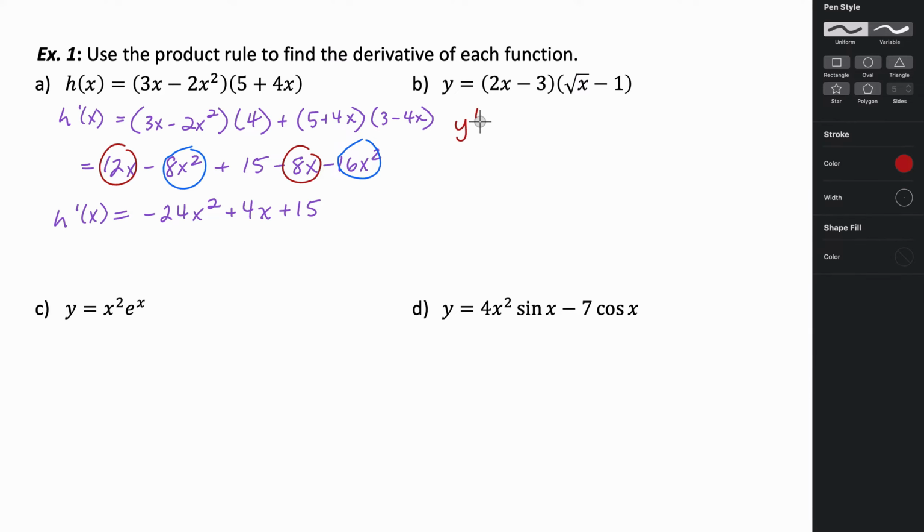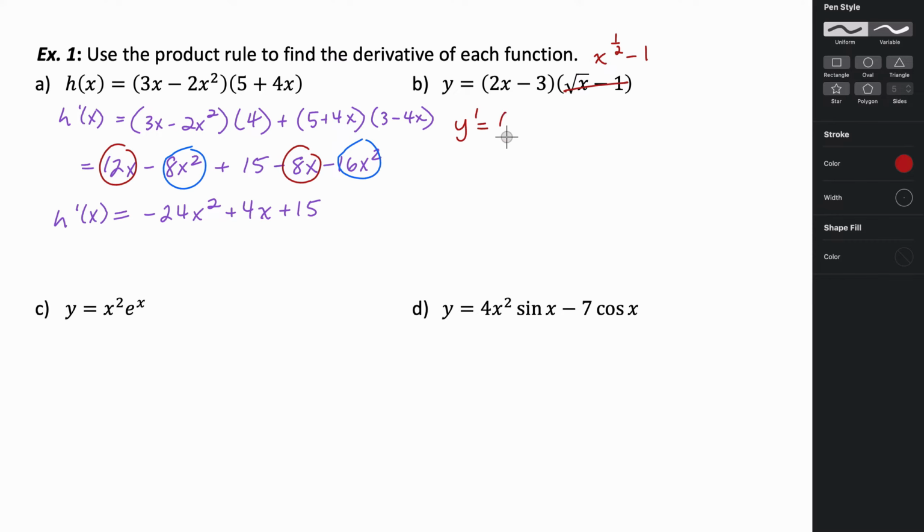So in this one, we have y prime equals. And looking at this second expression, I probably want to rewrite the square root of x as x to the 1/2 power. It makes it a little bit easier when taking the derivative. So we'll write this term as x to the 1/2 minus 1.